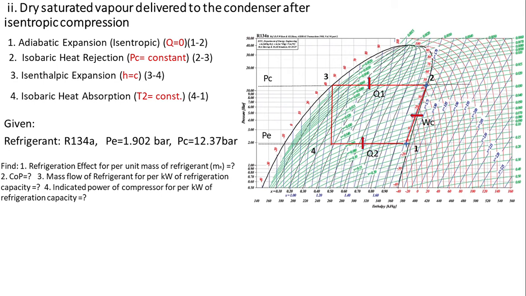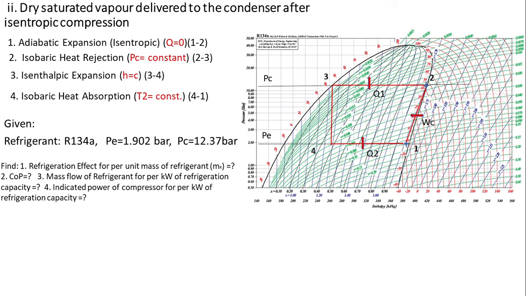While Q1 is the heat rejected by the condenser to the atmosphere. That heat is rejected by the condenser outside the room, that is Q1. So in this case Q2 is nothing but the refrigeration effect, because it is absorbed in the evaporator. Evaporator is absorbing that. So that's why we are calling it the refrigeration effect.